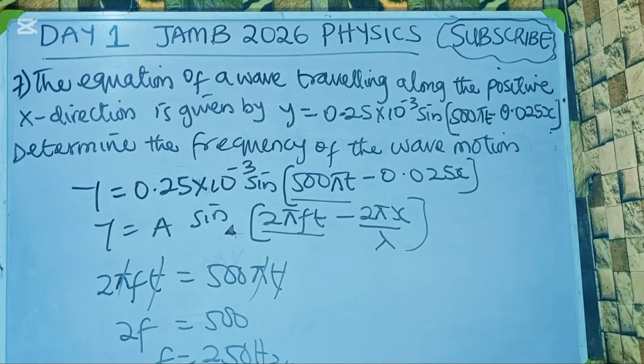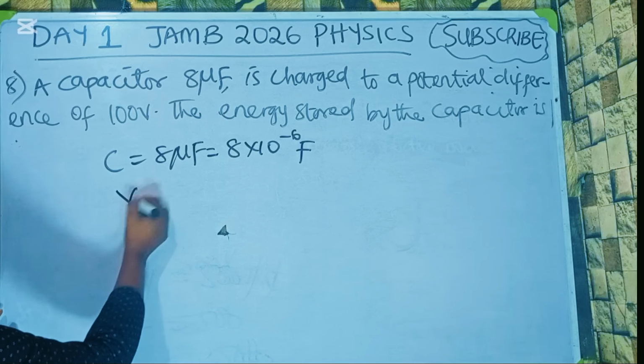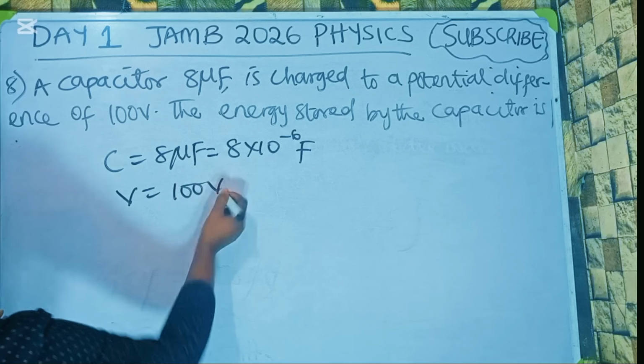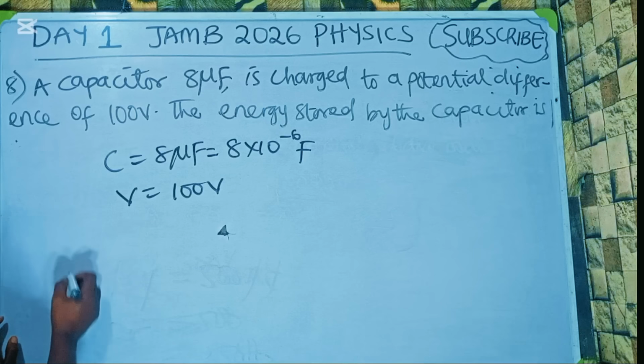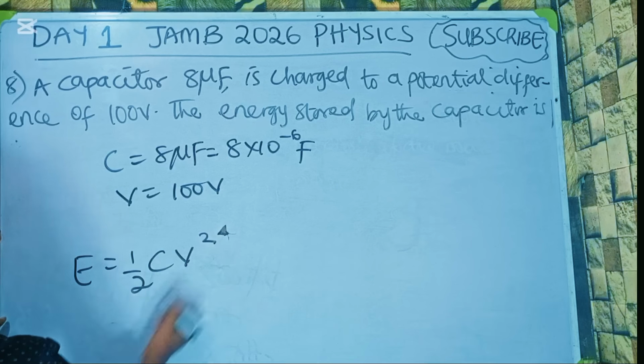A capacitor of 8 microfarad is charged to a potential difference of 100 volts. The energy stored by the capacitor is what? So from this question, we have the capacitance to be 8 microfarad, which is 8 times 10 to the power of minus 6 farad, okay? The potential difference is 100 volts. So the formula for the energy stored in a capacitor, E, is equal to half CV squared, right?